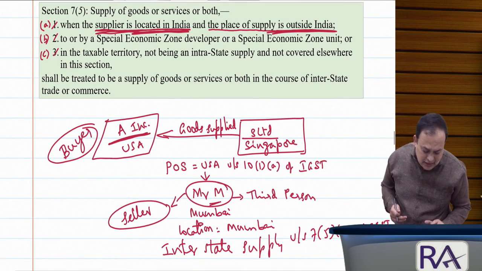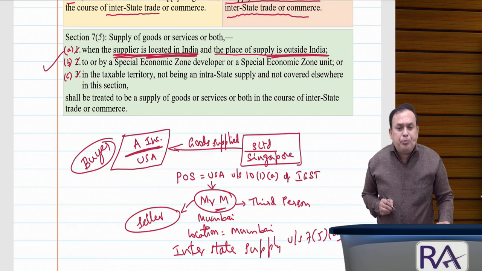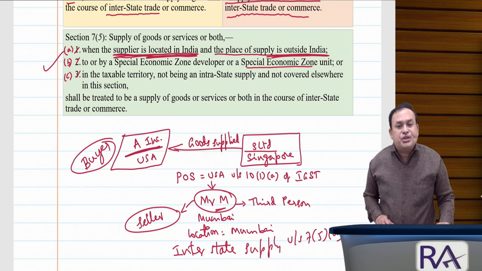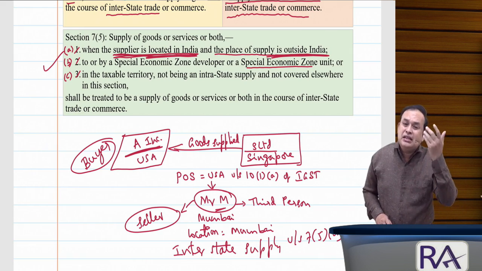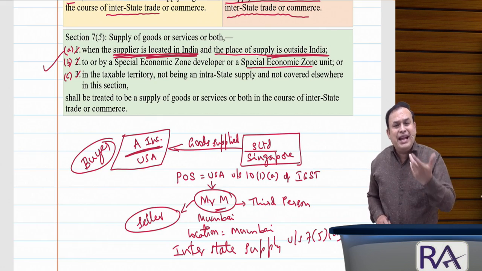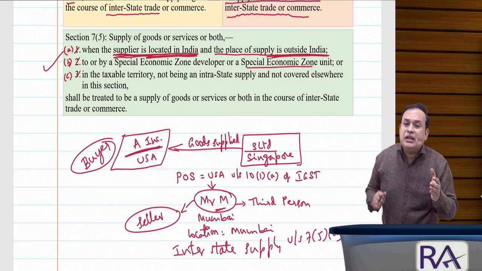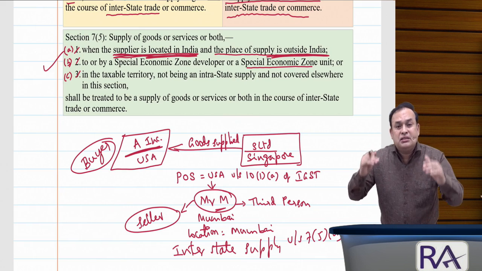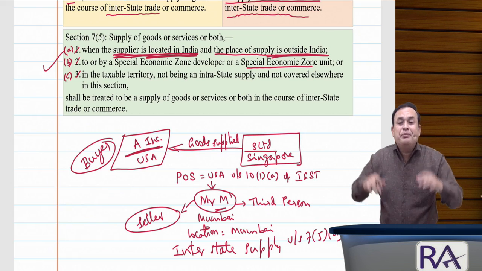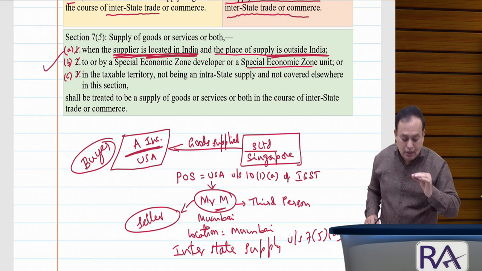Further, section 7 subsection 5 clause B talks about supply to a special economic zone developer or special economic zone unit, which is treated as interstate supply since it is not covered under section 8 subsection 1 nor section 8 subsection 2. Therefore, supply of goods to a special economic zone, supply of services to a special economic zone, or supply of goods or services by a special economic zone will be treated as interstate supply as referred under section 7 subsection 5 clause B.